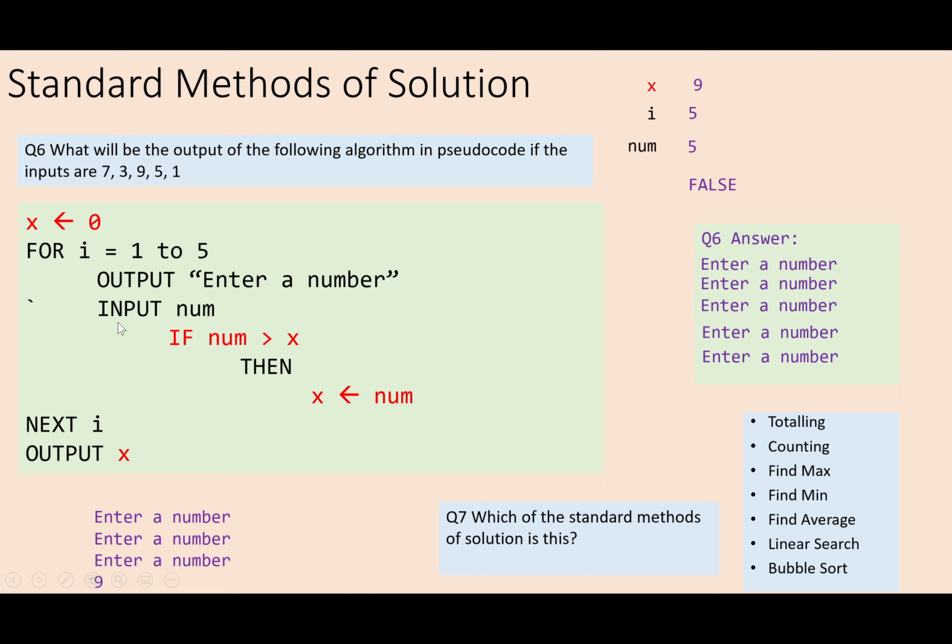Output "enter a number". Input our next number, which is 1. Is num bigger than x? Is 1 bigger than 9? No, it's not. Okay, there's our variables there, so we don't do that.